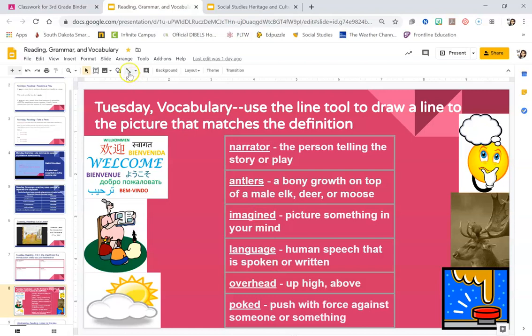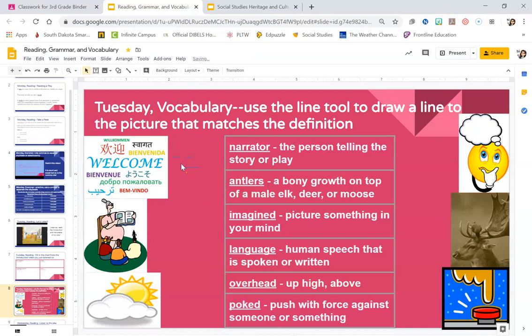Okay, here is the line tool right up here. So if you just click it, then you see this little X on the screen. So if you click, then you can drag it to the picture, and then there is your line. Then you just click it again to make your next line. So antlers, I'm going to start here. Okay, and there is your line.